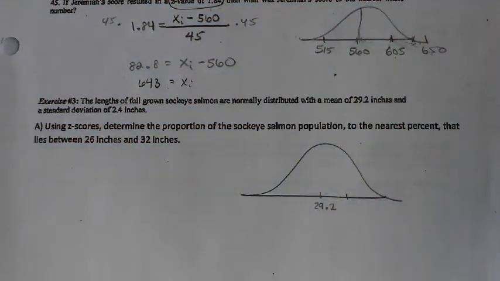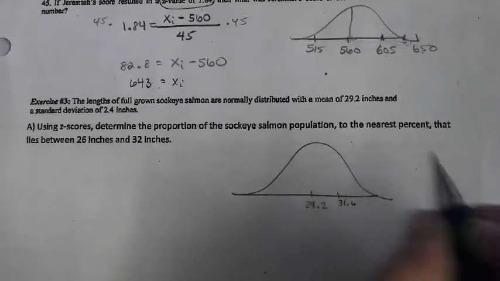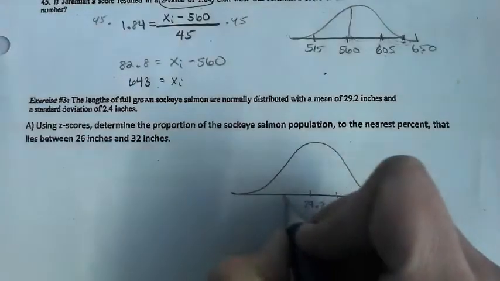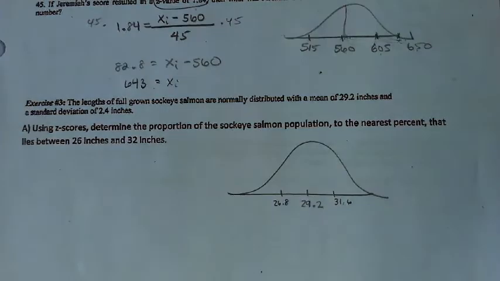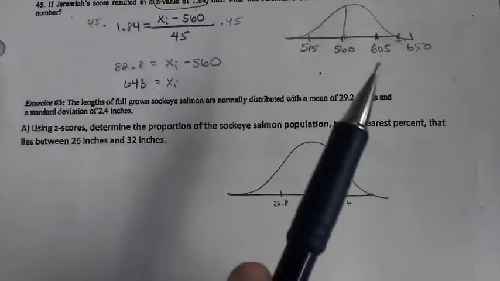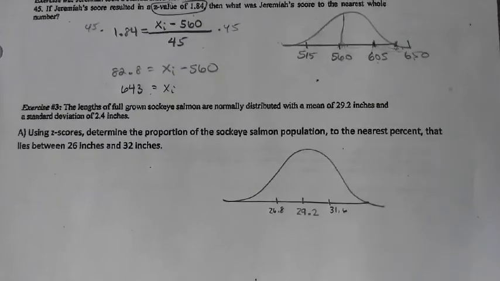So 2.4 above would be 31.6. 2.4 below would be 26.8. I'm not going to do too much more than that. Using z-scores, and this is a new skill, so you're not going to know how to do this. Determine the proportion of the sockeye salmon population to the nearest percent that lies between 26 and 32.